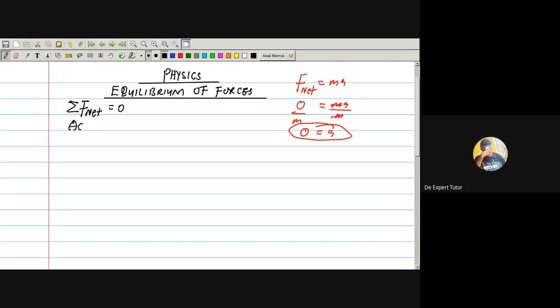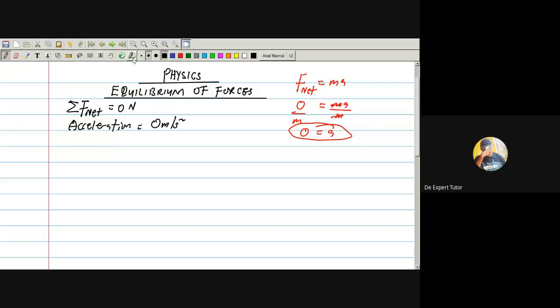It means that when a body is at equilibrium, the net force is 0, and the acceleration on the body is also equal to 0. So 0 newton, 0 meter per second squared. So if a body is at equilibrium, the body will not accelerate. Good. I believe that is clear.